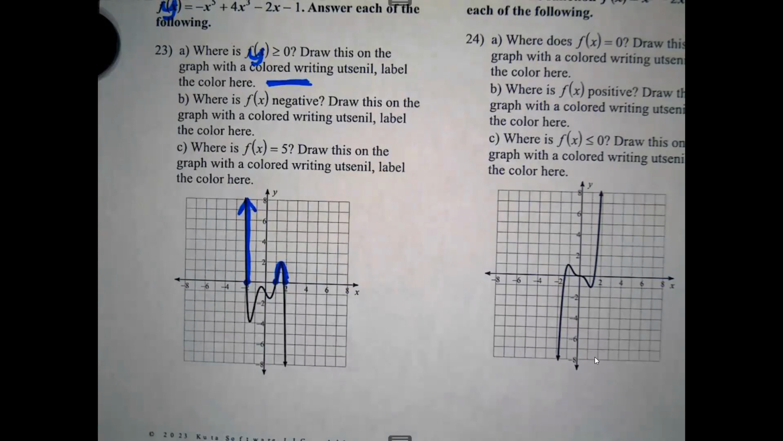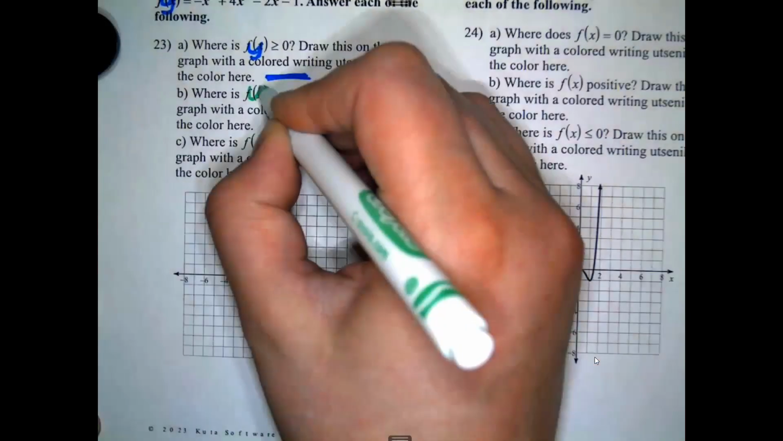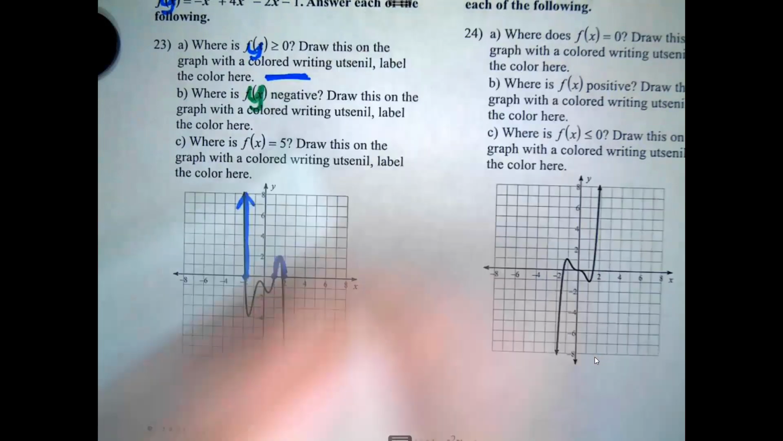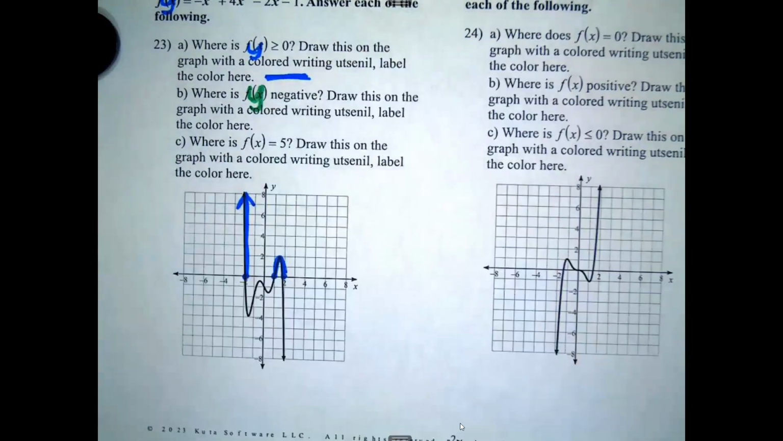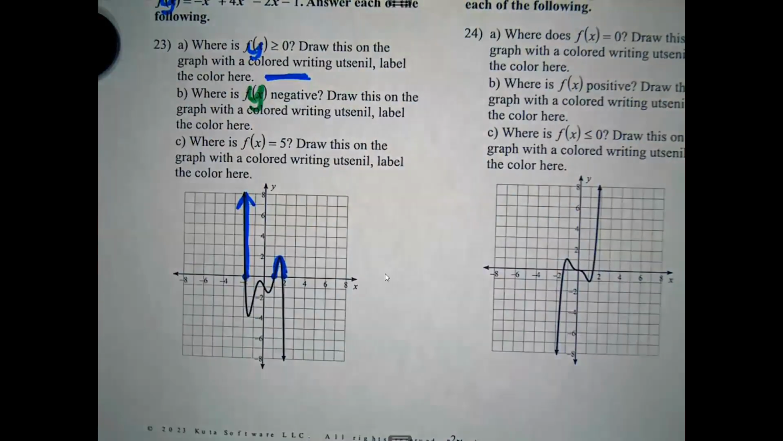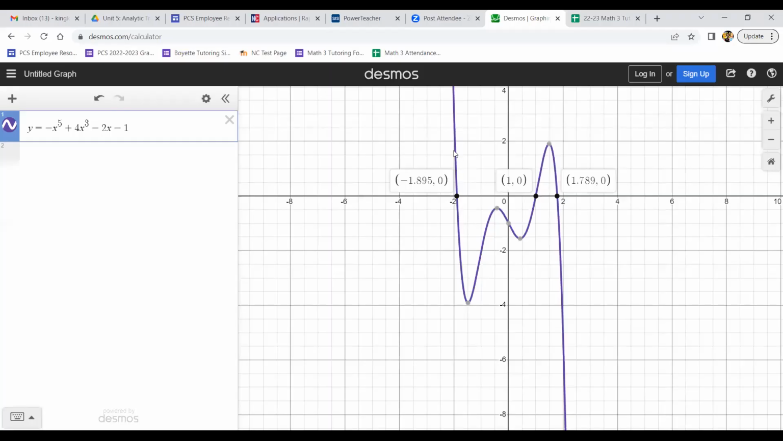Okay. The next question says, where is f of x negative? F of x means y. So where is the y coordinate negative? So now I'm going to look at Desmos. And I can click on the graph. I know that the y coordinate is not negative here because I was just looking at these points and none of these points had a negative y value.